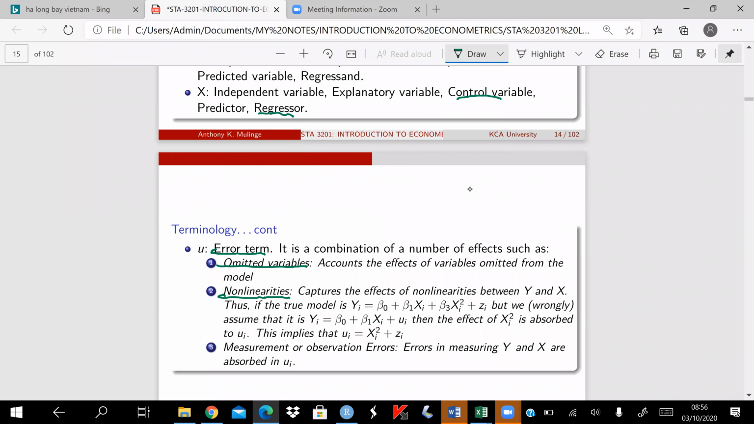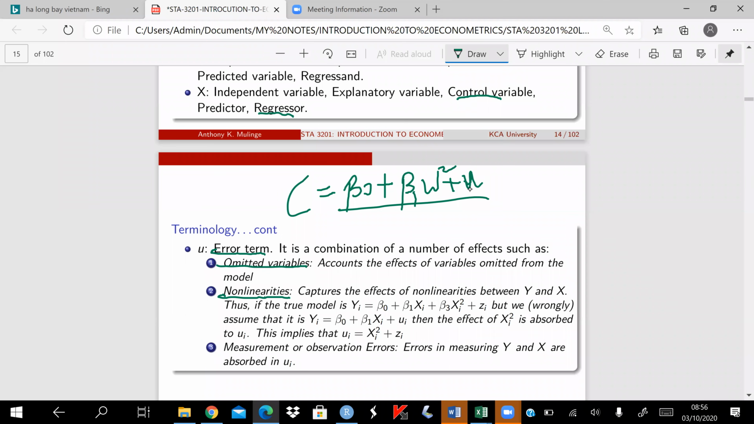Okay, so for instance, if your model looks like this, consumption is equal to beta naught plus beta 1 of wealth plus the error term. This is a linear model. So you are assuming that there's a linear relationship between C and W. That may not be the case. You may find that in the actual sense, the true relationship between consumption and wealth is something like that.